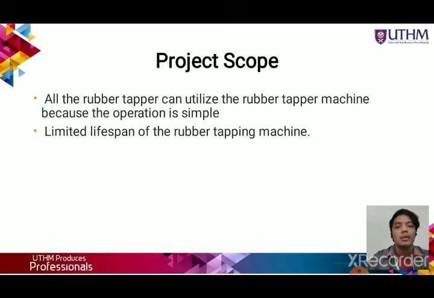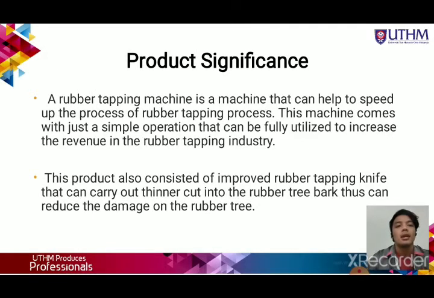The scope of our project is that all rubber tappers can utilize the rubber tapping machine because the operation is simple, and also the limited lifespan of the rubber tapping machine. The significance of our product is that the rubber tapping machine can help to speed up the rubber tapping process, and this product also consists of an improved rubber tapping knife that can carry out a thinner cut into the rubber tree bark.